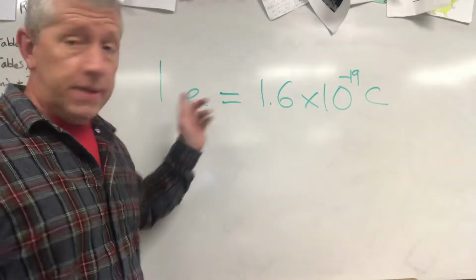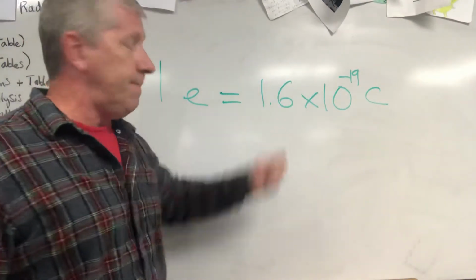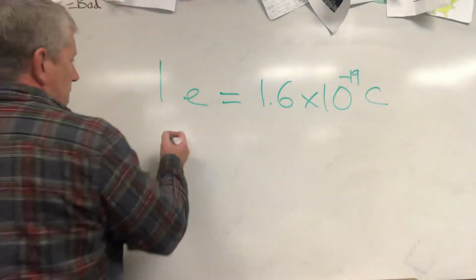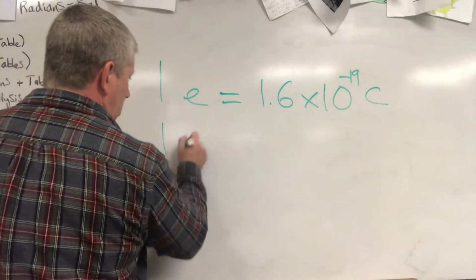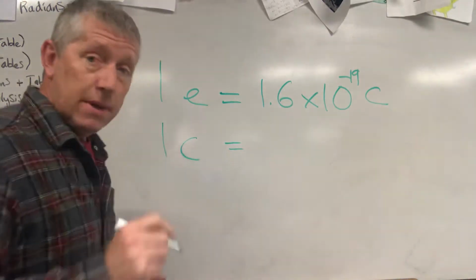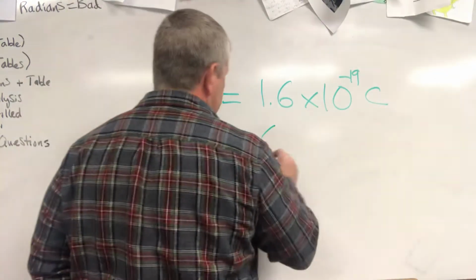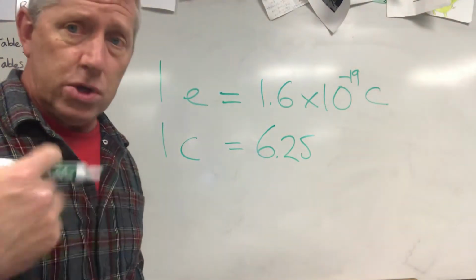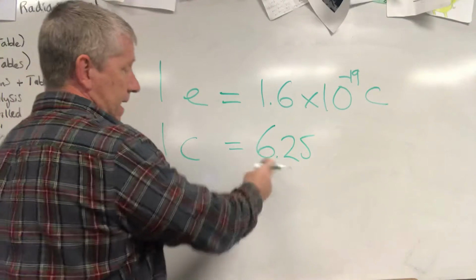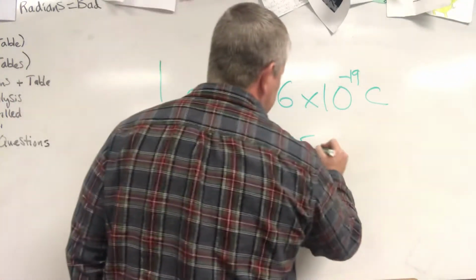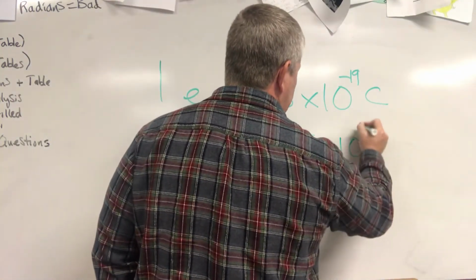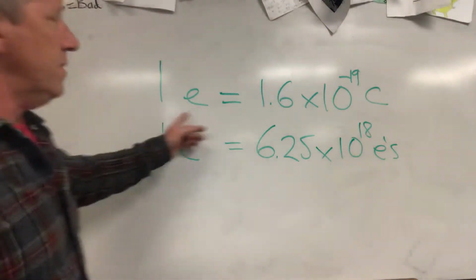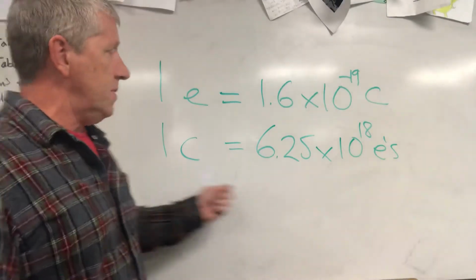If we invert this, take this and divide it by that, we'll actually get that answer. If you have 1 Coulomb of electrons, that's equal to 6.25, and don't believe me, don't trust me, I'm not a trustable person. Take this and divide it by that. You'll get 6.25 times 10 to the 18th electrons. So 1 electron is equal to this. 1 Coulomb is equal to that many electrons.